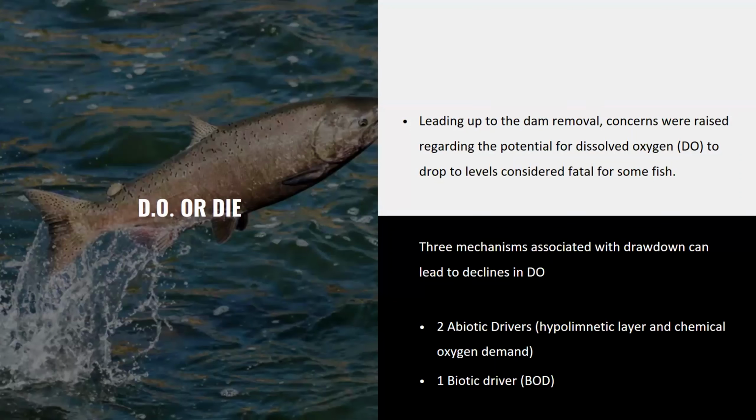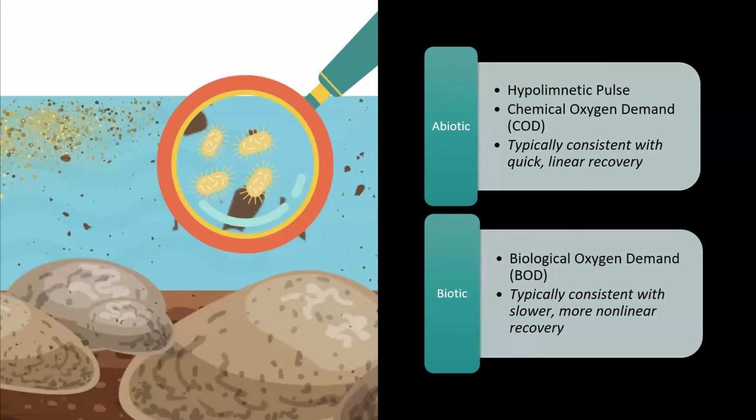And some of the questions that we were asking, and I could hear echoed from others, were, would dissolved oxygen drop down to low levels that could be dangerous for wildlife? How long would these drops last? And how far downstream would they occur? And we did not have the resources to answer all of these questions, but we did have the resources to explore some of them. But before we get into that, let's talk about some of the drivers associated with the drawdown process that can lead to declines in DO.